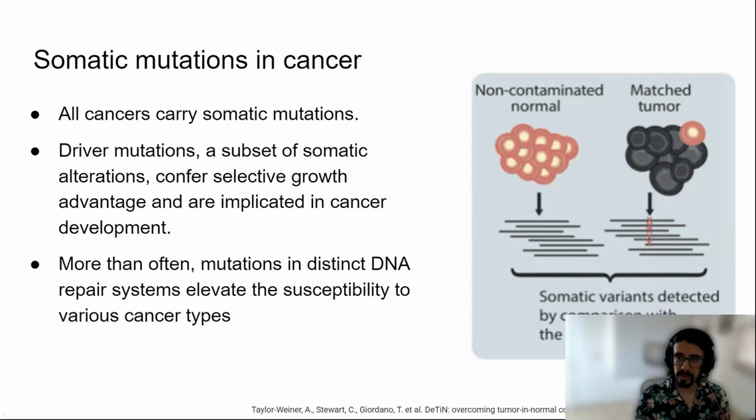On the yellow, we see normal cells that have germline variants that are inherited, and the black ones are tumor, which have not only the germline variants, but they will have also specific variants that are only detected in the tumor.